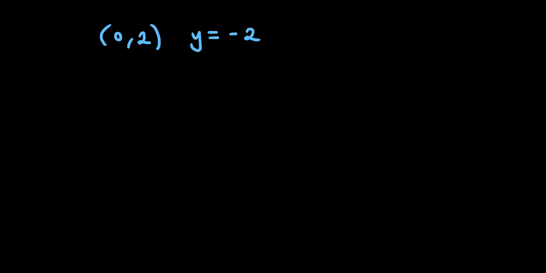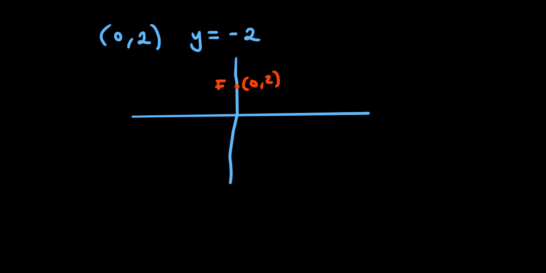So let us sketch this first. They are saying our focus is (0, 2). Meaning in the x we are not moving, but in the y we are moving 2 units up. So that will be here, and that is (0, 2). Then they are saying our directrix is -2, so it is like that. Then our parabola will just come here to touch this.